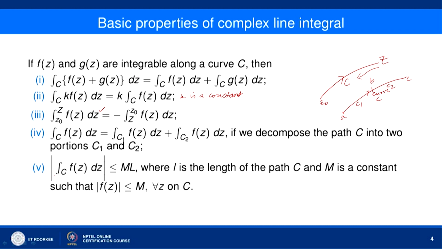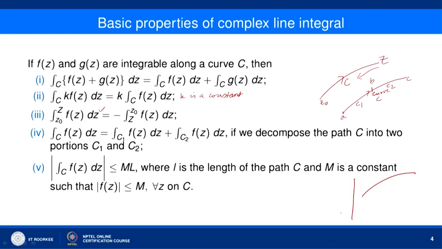I will prove that the modulus of the integral over C of f(z) dz is less than or equal to M into L, where L is the length of the path C and M is a constant such that the modulus of f(z) is less than or equal to M. Now, let us see, we had considered the curve C in the complex z plane joining the points z naught and z, divided into n parts by means of points z1, z2, zn minus 1 and zn, okay.